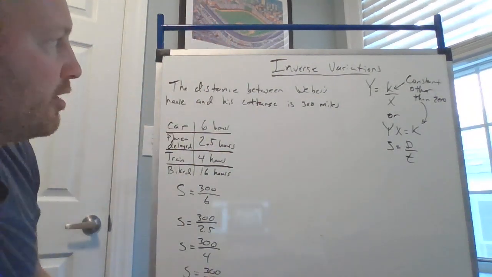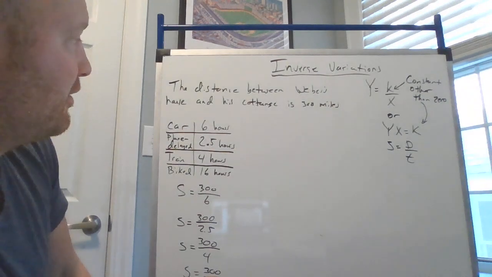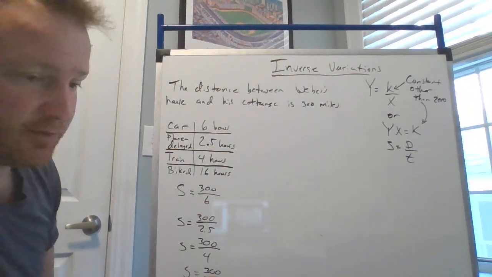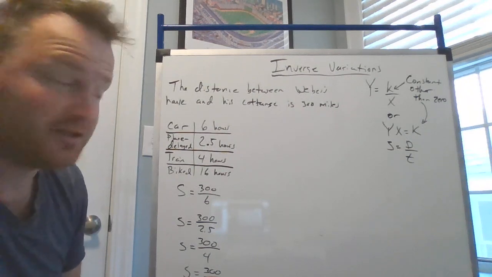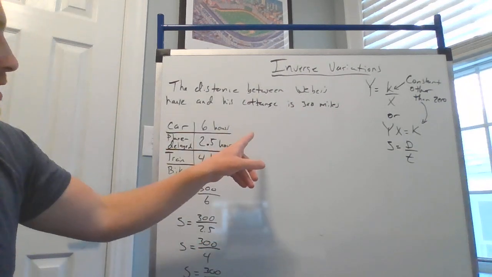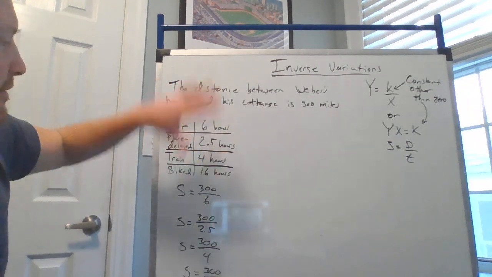This is just a corny made up one. It says the distance between Weber's house and his cottage is 300 miles. Let's be clear, I don't have a cottage. I'm poor. I teach. So here we go.